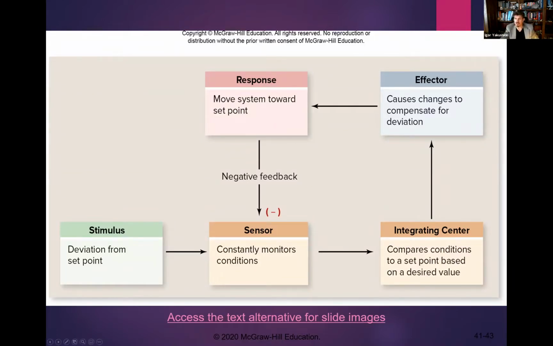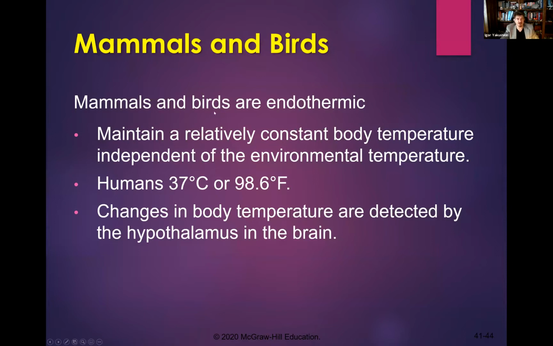So in mammals and birds, endothermic, basically warm-blooded creatures, we are trying to stay within somewhere around 37 degrees. And then, of course, there is a possibility that that particular temperature will be increasing or decreasing for a variety of reasons: the outside temperature, how you're dressed, if you have an infection.